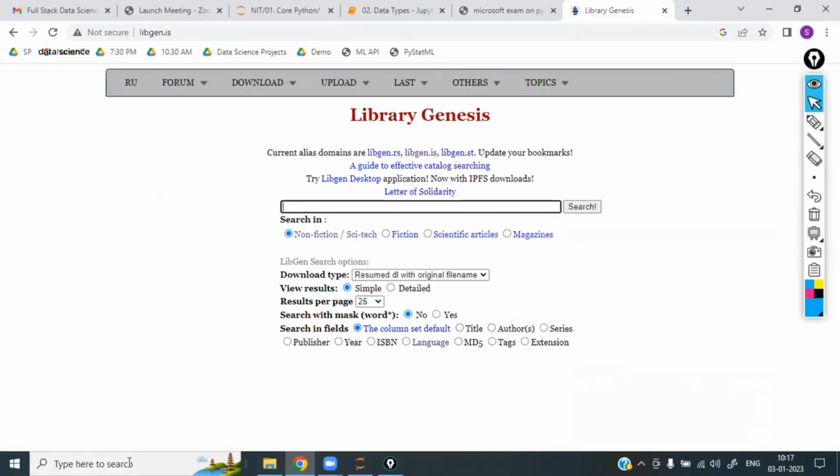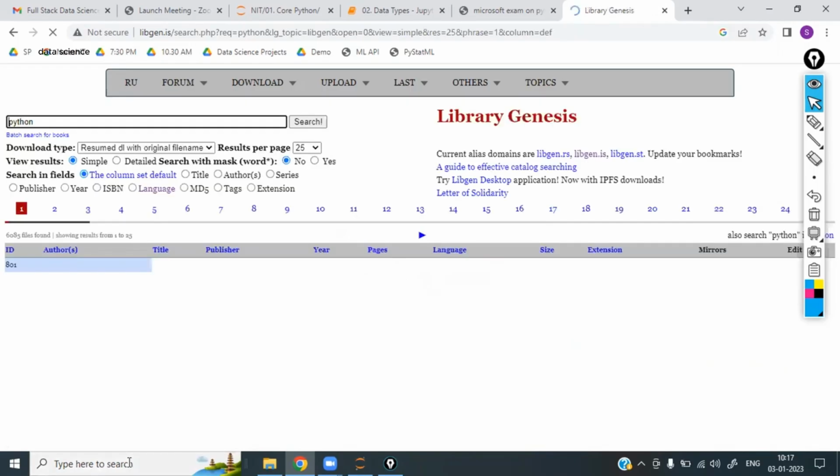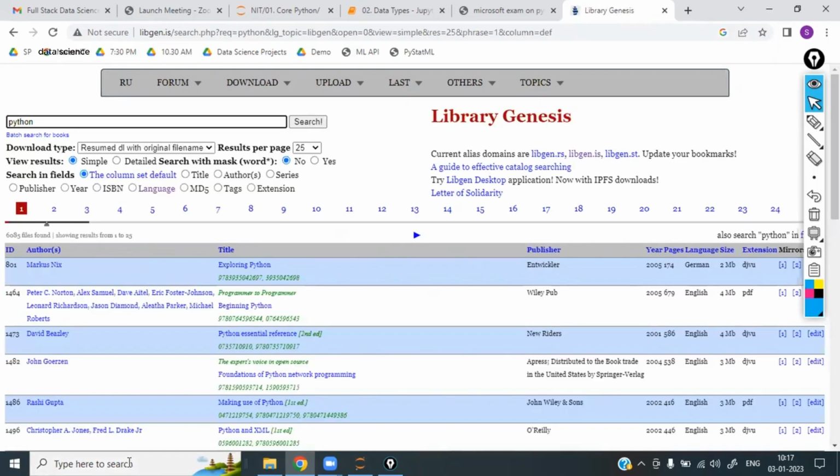So here, just type the word Python and click enter. You will get all the books. In IITs, we follow this one only. From this website, we get all the books, research papers and articles, whatever we require. If a book is available in PDF format, it will be available on this website. If the book is not available in PDF format, then we can't get it. If it is available, surely you are going to get it here.